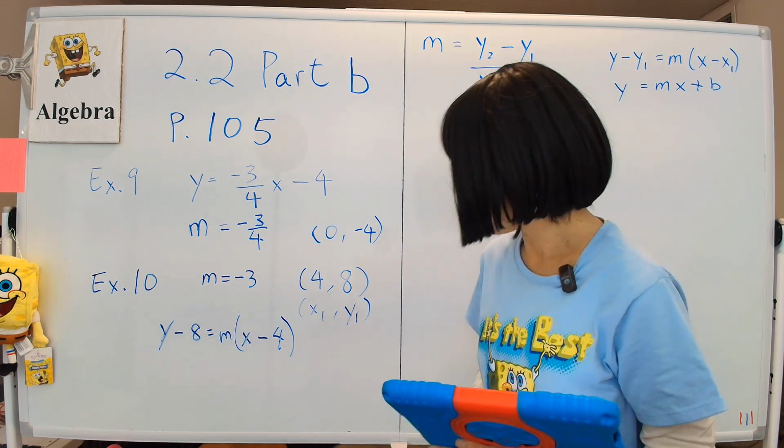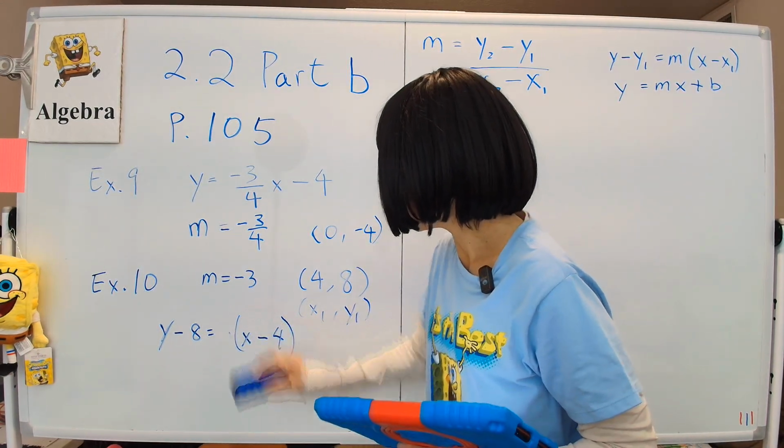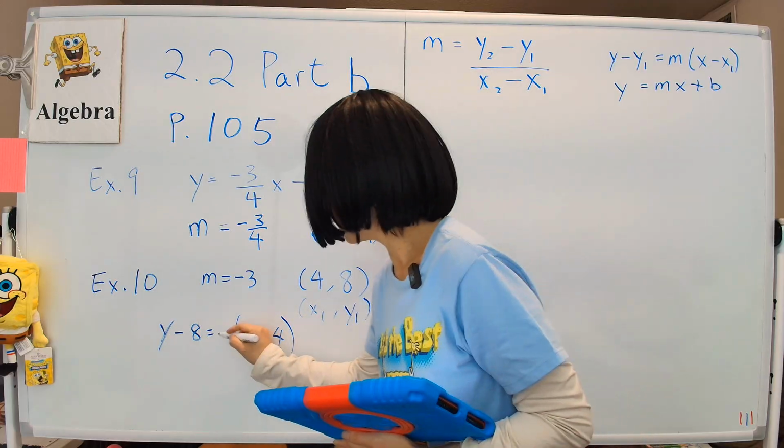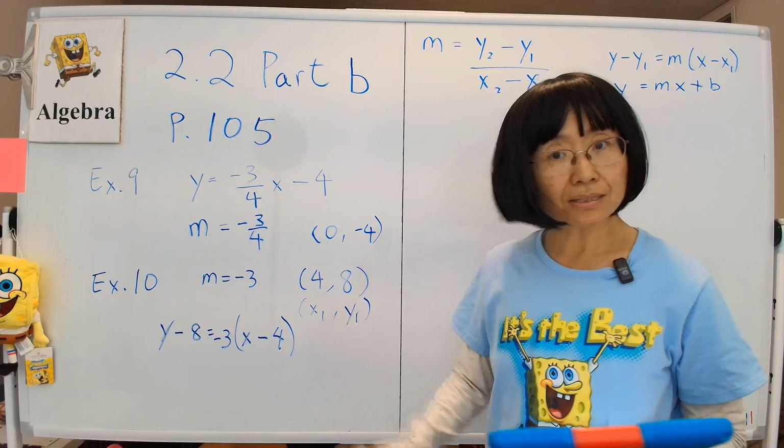Okay, oh, sorry, I forgot to write down m. What's m? M is -3, as given. In our case, m is -3, right here. So this is our equation.